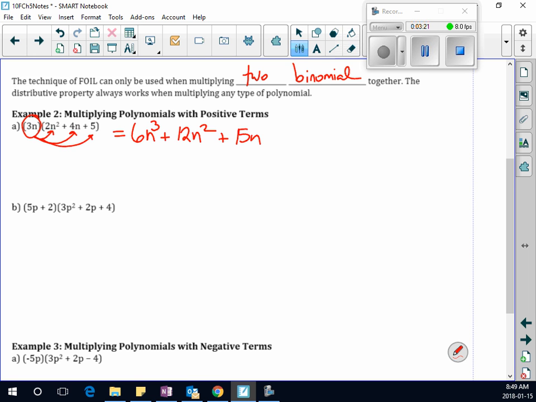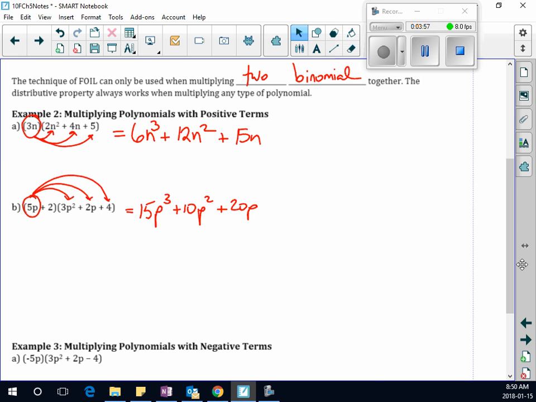So now the next scenario, this would be a grade 10 concept, when we have a binomial times a trinomial. So we have to keep track of what we're multiplying. I'm going to take this first term and multiply it by all three terms. Okay? So 5p times 3p squared is going to give you 15p to the power 3. 5p times 2p, well, 5 times 2 is 10. p times p is p squared. Then the last distributive property of 5p is 5p times 4, which gives you 20p.